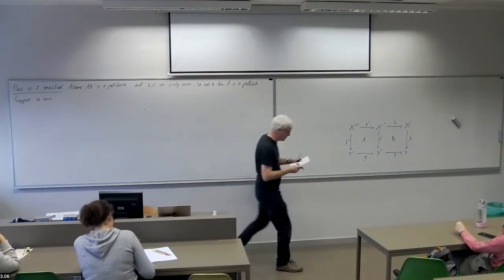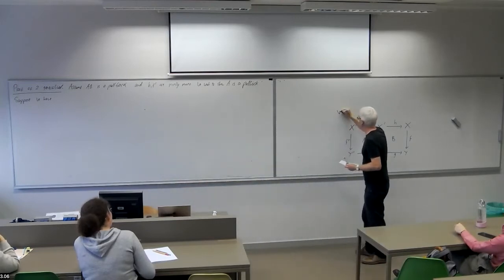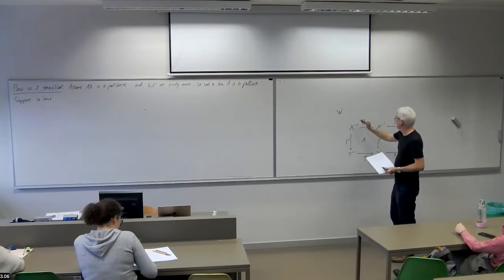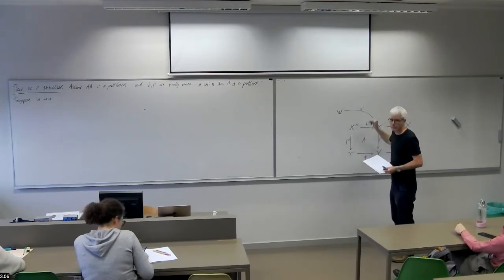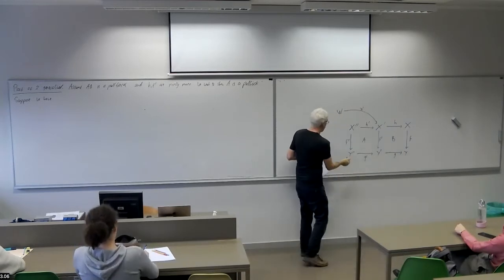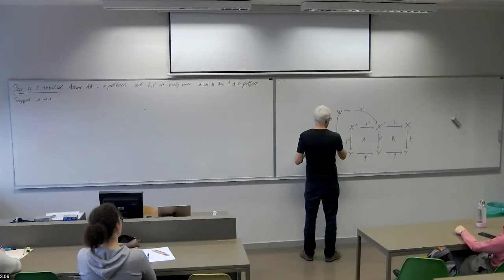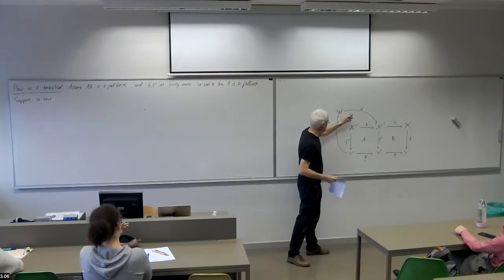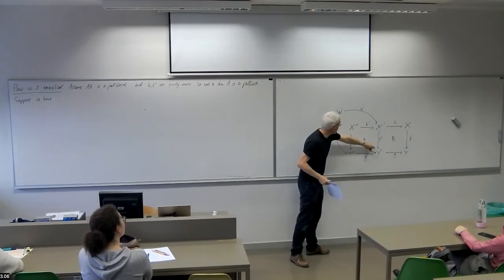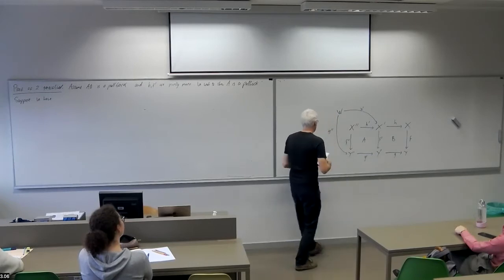What do I use? I do use W. It's going to be given by an object W, a map here, which I'll call X prime, from W to X prime, and the map here, which I call Y double prime, from W to the object Y double prime, with the property that F prime composed with X prime is equal to G prime composed with Y double prime.